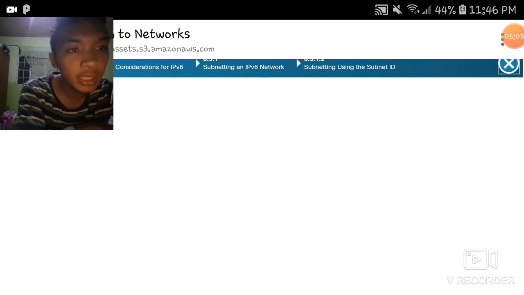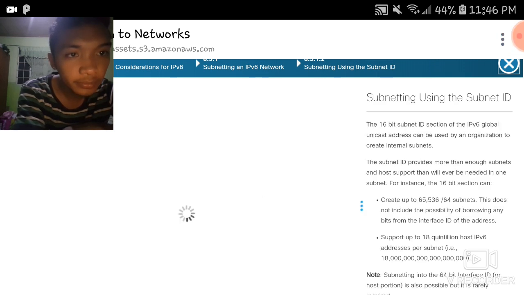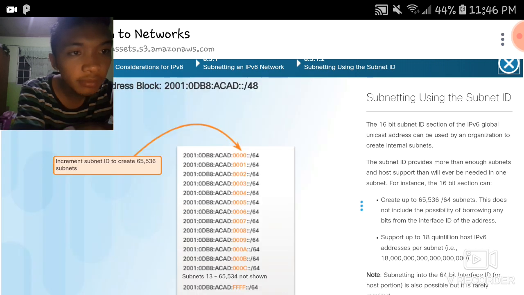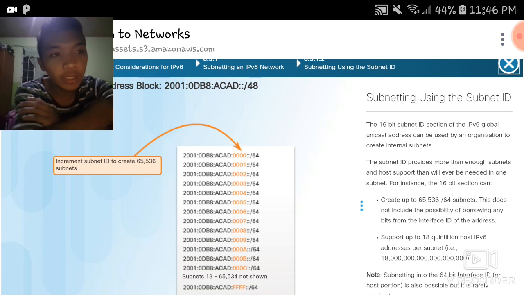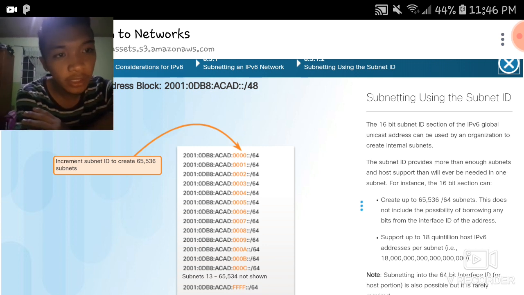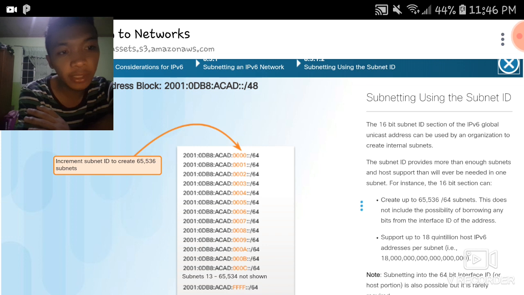Subnetting using the Subnet ID. The 16-bit subnet ID section of the IPv6 Global Unicast Address can be used by an organization to create internal subnets. The subnet ID provides more than enough subnet and host support than will ever be needed. It creates 65,536 /64 subnets. This does not include the possibility of borrowing any bits from the interface ID of the address. Each subnet supports up to 18 quintillion IPv6 host addresses.